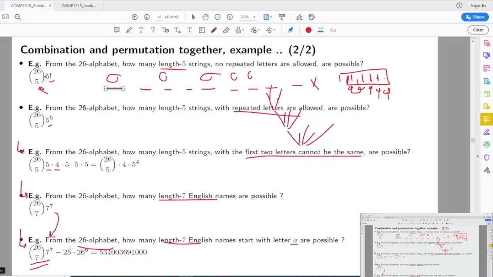This is subtraction rule. These are what? This is B, C, D, E, F, G, just not A. Then I just subtract them, right? This means first letter is B, C, D, E, F, G up to Z. What about the remaining? Freedom. Any letter I can take. So I subtract them. Let me make it clear.